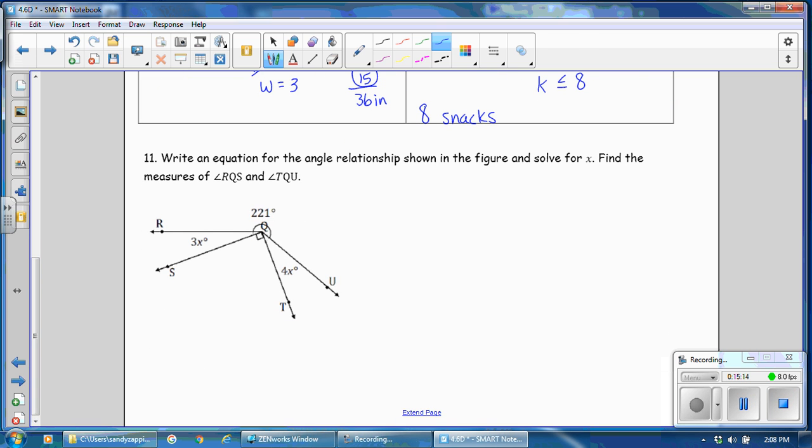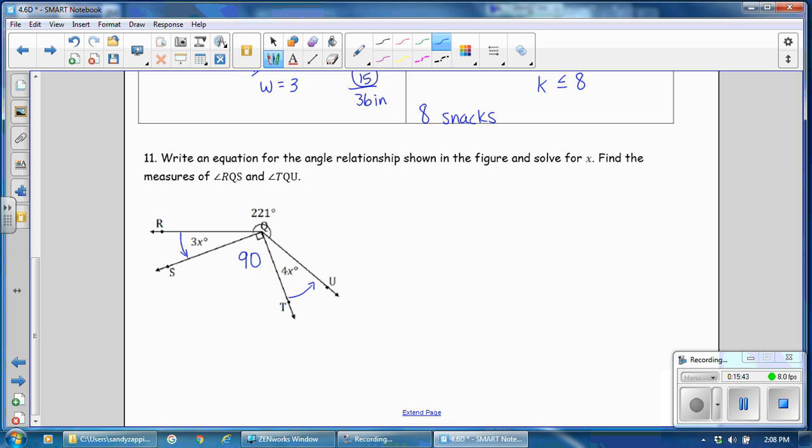Number 11. Write an equation for the angle relationship shown in the figure and solve for x. Find the measures of RQS. Angle RQS is this one. And TQU, angle TQU is right here. All right, let's see. We've got a 90-degree angle right here. And the two angles that we're looking for have no particular relationship to each other.